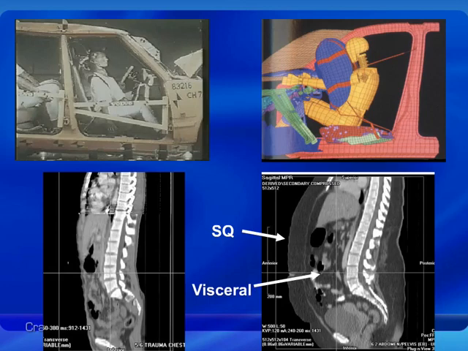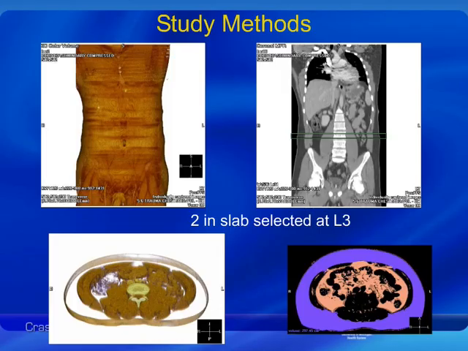How do you think this might affect injury risk in a frontal crash? One of the things that we did was to study patients that had been involved in frontal crashes. And what we did is we took a CT scan, we took a slab across their body, and we measured the amount of fat. In the image on the right bottom, you can see that we've measured the volume of subcutaneous fat at a level of the third lumbar vertebra, or L3.